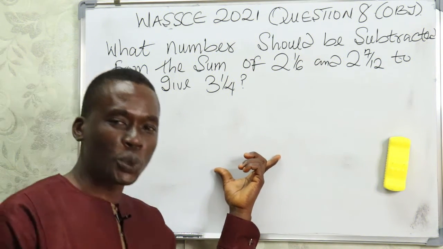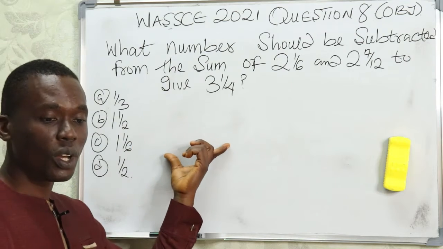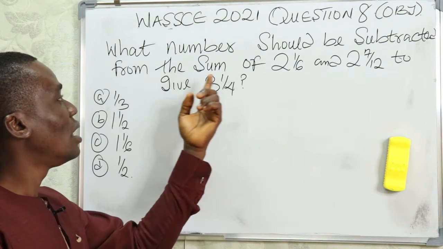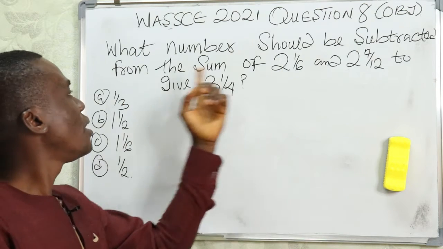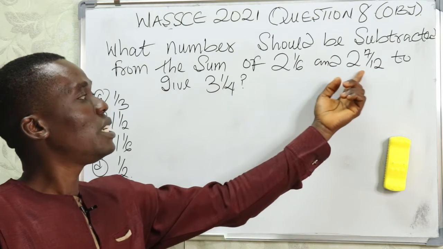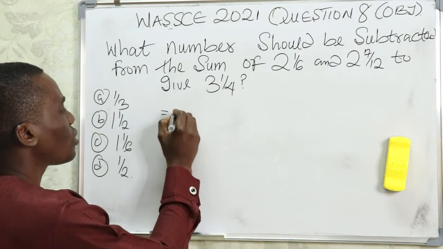Now let's get straight into the solutions to this question. Now remember, it's a question on word problem and you are asked to find the number that will be gotten if this is subtracted from the sum of this and this to give this. Now let's write the question out.